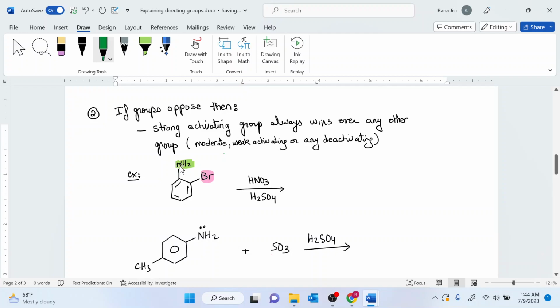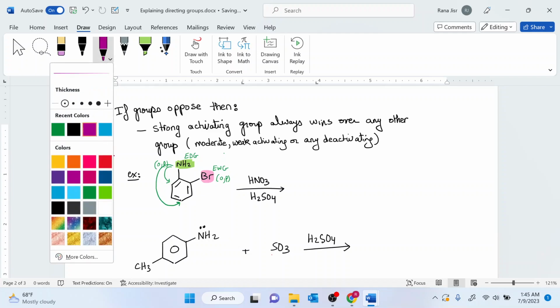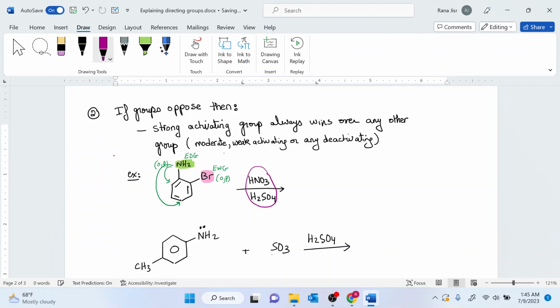So let's have an example over here. Here, the groups will not reinforce each other. The NH2 is a strong activating group, and that is going to direct the ortho and the para position. This is an electron donating group. And this one is an electron withdrawing group, and it's going to direct the ortho and the para position. You can easily see over here that the groups are not reinforcing each other because the NH2 directs the ortho and it directs the para. Okay, and then the bromine, it's going to direct the NO2 to other positions, not to the same positions. So the bromine is going to direct the NO2 to the ortho position, and to the para position.